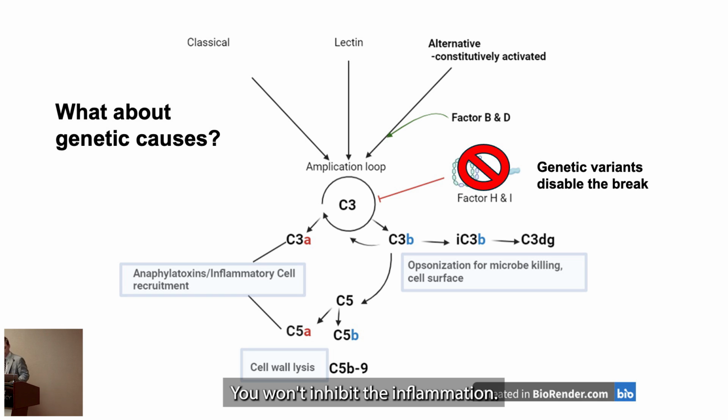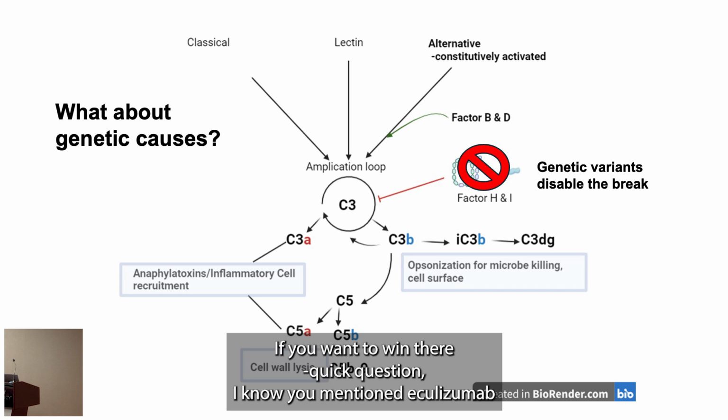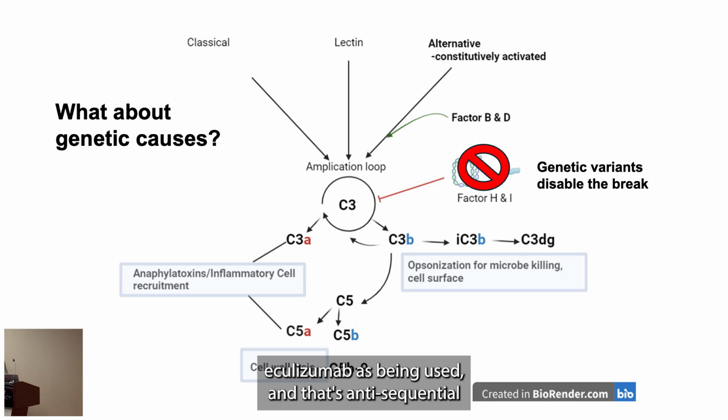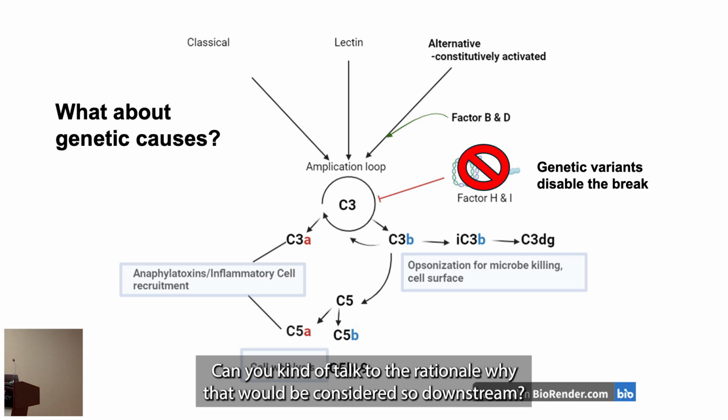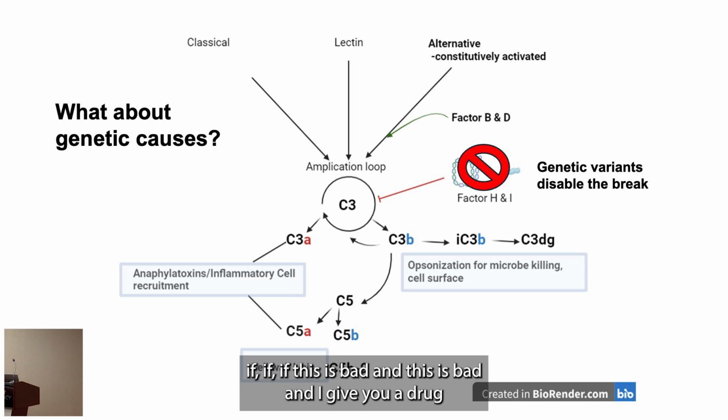You won't inhibit the inflammation. You have to do it upstream if you want to win the battle. So just a question. I know you mentioned eculizumab as being used, and that's anti-C5. Can you talk to the rationale why that would be considered if it's so downstream? It shouldn't. You're exactly right.